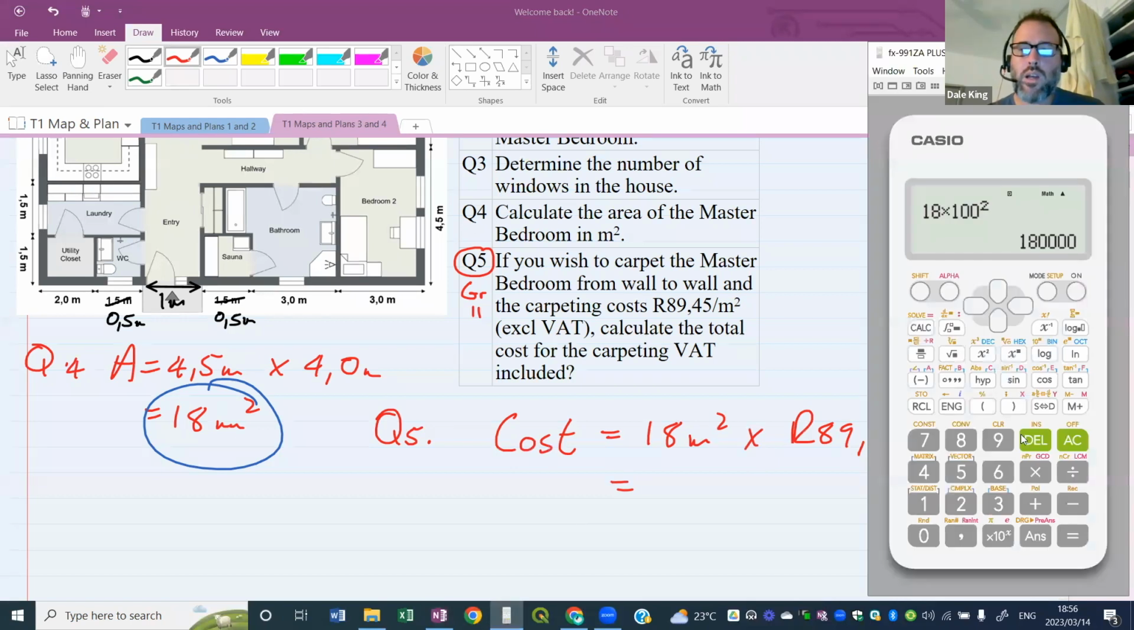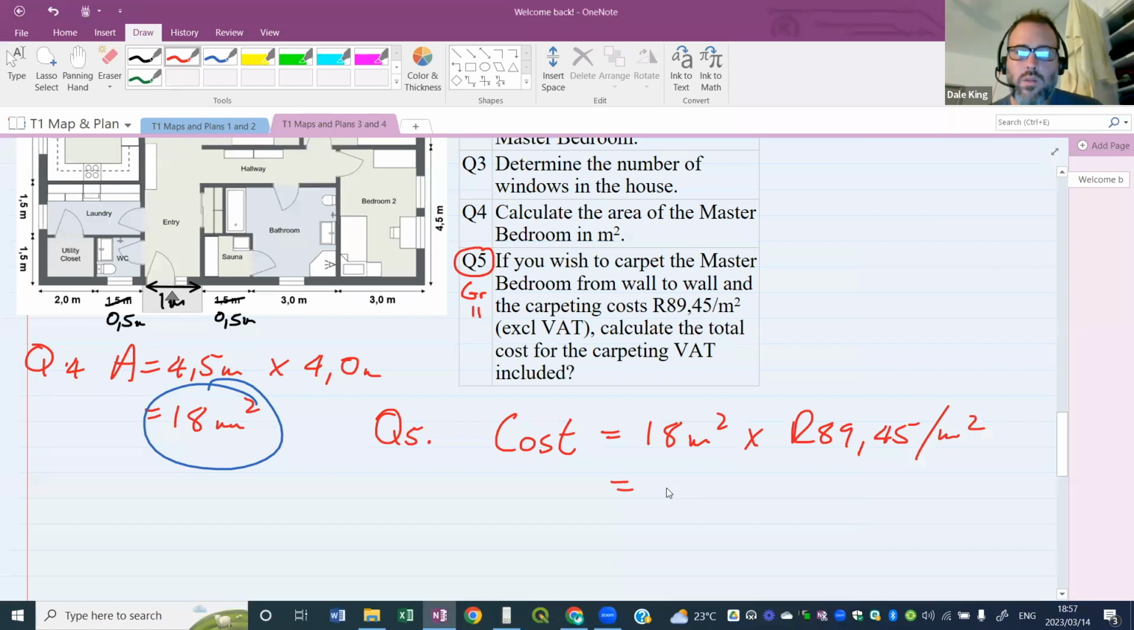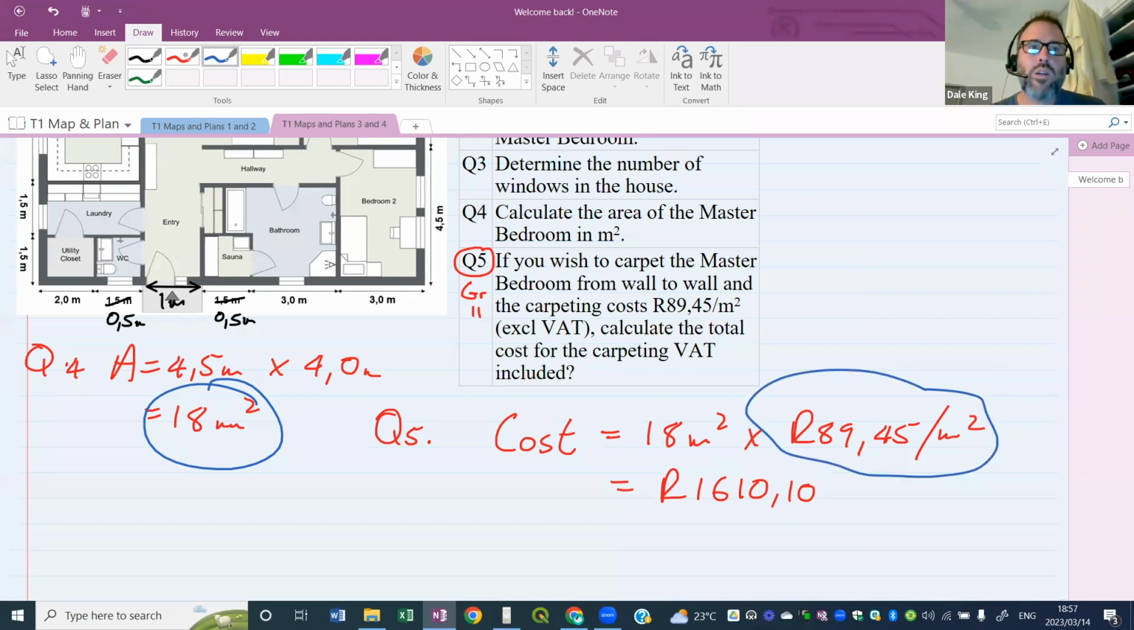Let's get that out. So that's going to be 18 times 89.45, and that's going to give us 1610.1, so 1,610 Rand and 10 cents. This is a VAT excluding price, because this 89 Rand 45 is a VAT excluding price for the carpet. We want to know what the total is including VAT.